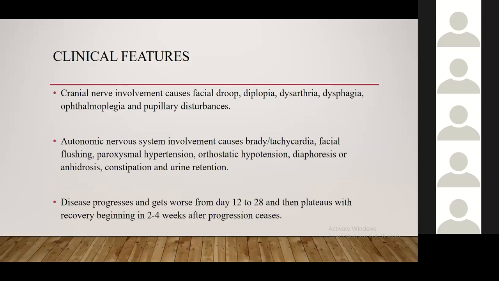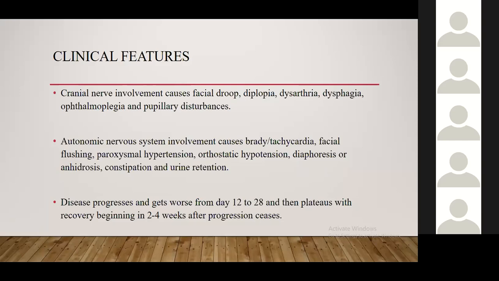So it's symmetrical. Cranial nerves can become involved, and once they do, you have issues with your cranial nerves. So your facial nerve wouldn't work well, so your face will droop. You have diplopia. You have dysarthria. All of these are functions of cranial nerves. So once you have issues with the cranial nerves, you're going to have these features.